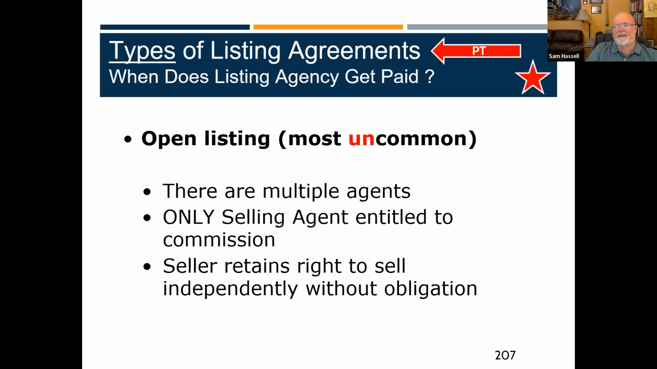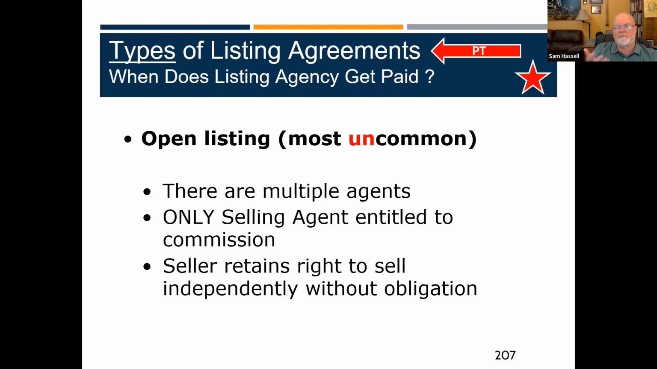An open listing is any arrangement that has contracts with multiple brokers to sell a single piece of property. And the brokerage that brings the buyer is the one that gets paid and the rest don't. This is an open listing. Now, whoever sells it gets paid. However, if the seller finds the buyer himself, he doesn't pay anybody. He doesn't pay anybody. Okay. This is an open listing.